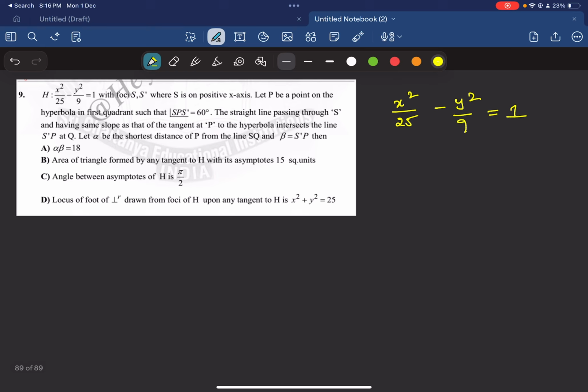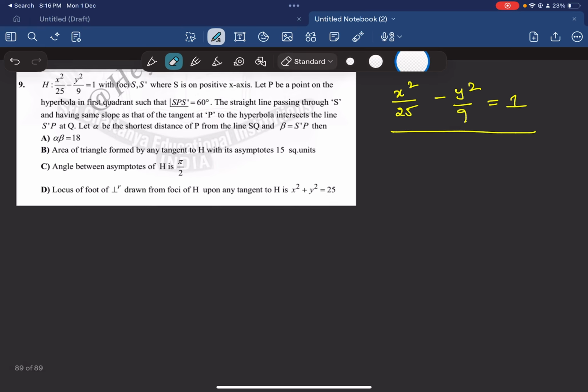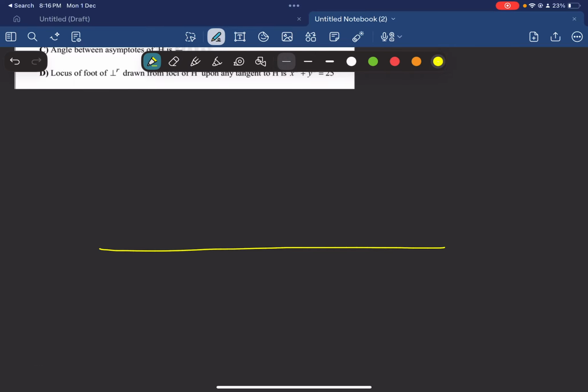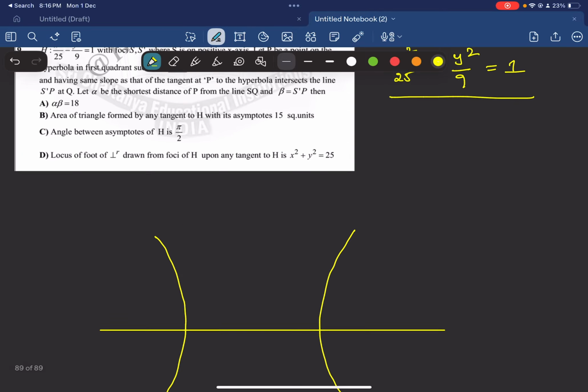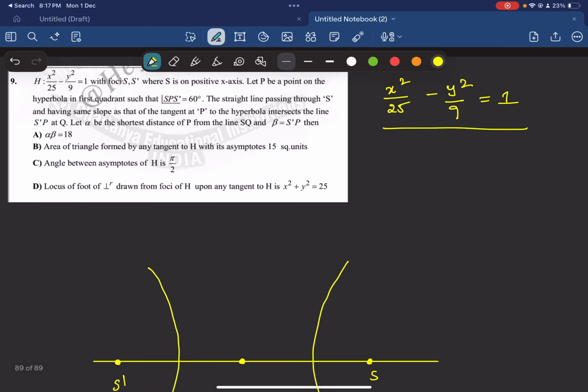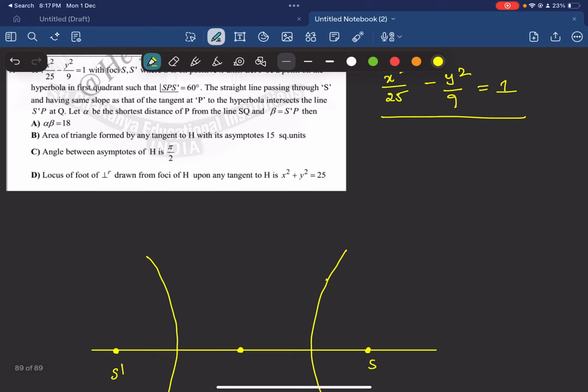Okay, so this is the equation that we have, with S and S dash, where S is on the positive x-axis. So let us make one figure. This is your positive x-axis, and you have a hyperbola that looks something like this. This is your S, which is your focus on the positive x-axis, and this is your S dash, which is your focus on the negative x-axis. Let P be a point on the hyperbola in the first quadrant. So let this be P.